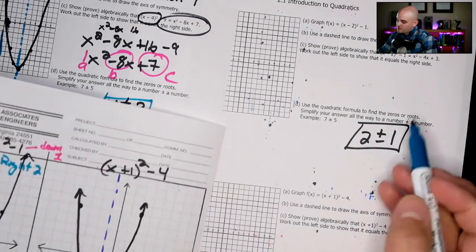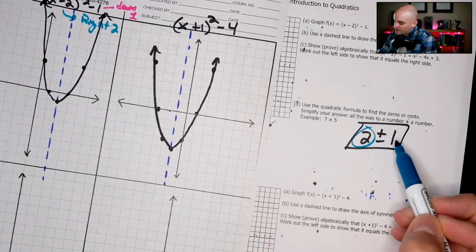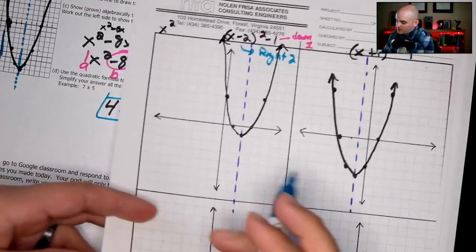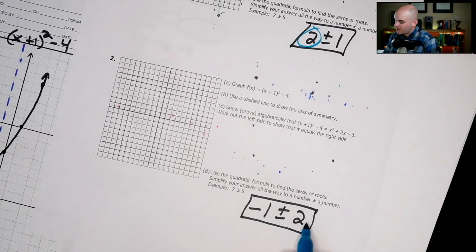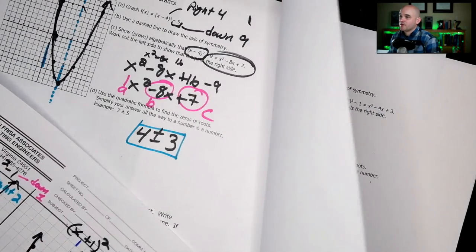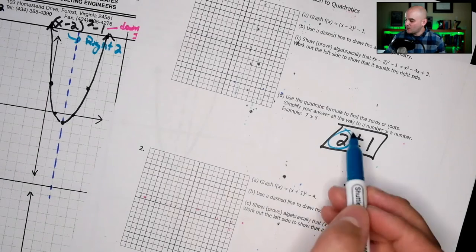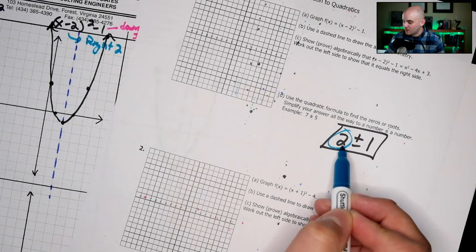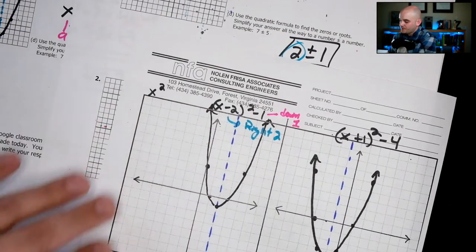And so for number 1, it says that we've got 2 plus or minus 1. And then for number 2, we've got negative 1 plus or minus 2. And then, of course, for the one we just did, we got 4 plus or minus 3 right there. I want you to look at the graphs, pause the video, and see where this first number is represented on the graph, and where this plus or minus 1 is on the graph.